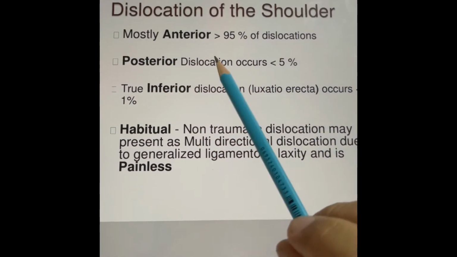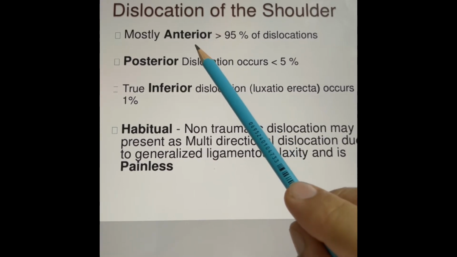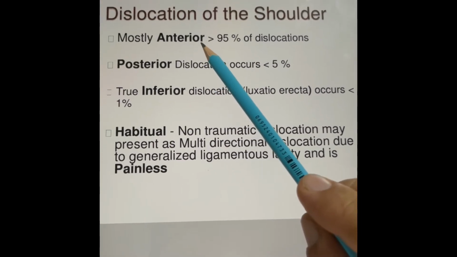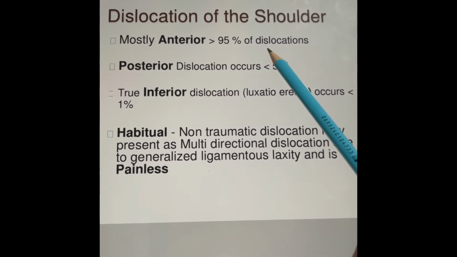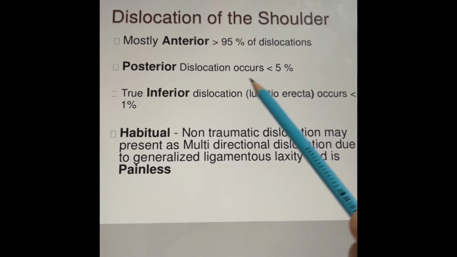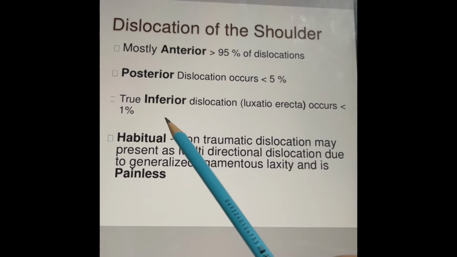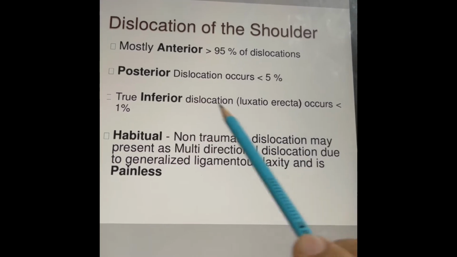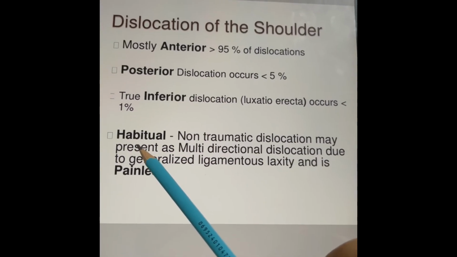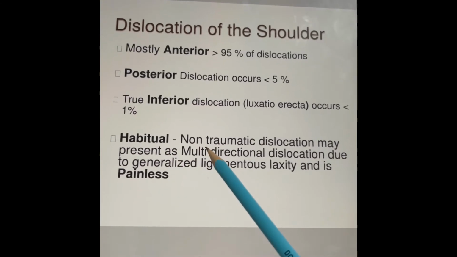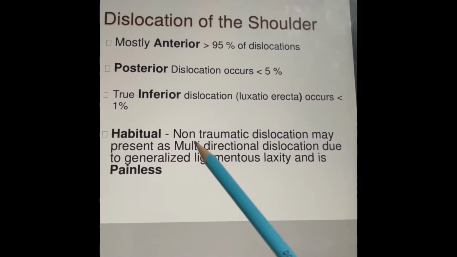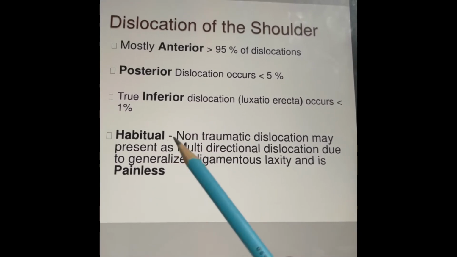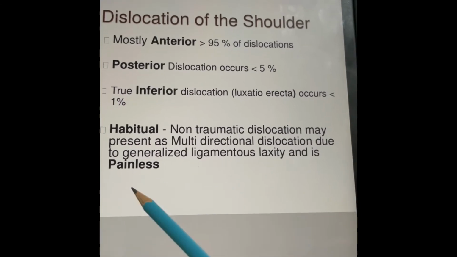The dislocation of the shoulder can be classified into anterior, posterior, inferior, and habitual. The anterior dislocation occurs in 95% of the patients, while the posterior dislocation occurs in only 5%. The inferior is also called luxatio erecta, and it occurs in less than 1%. The habitual dislocations are non-traumatic dislocations, and they present as multidirectional instability, and are most of the time painless.